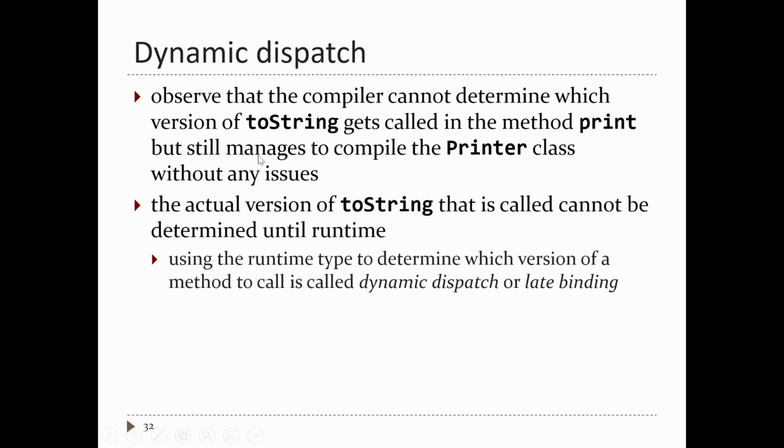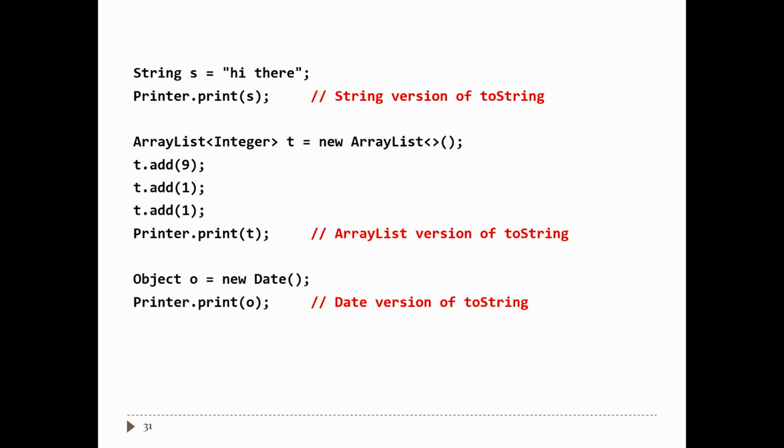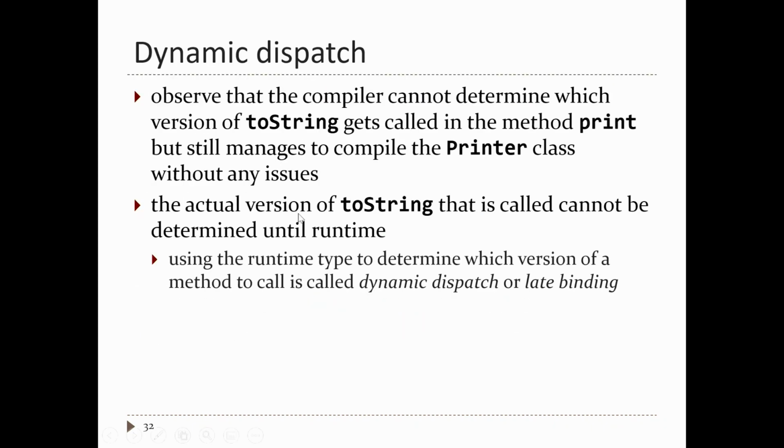Furthermore, if you try to compile this class here, it compiles without any issues. So type in those 3 lines of code, compile it, and the Java compiler will be perfectly happy with that code. The actual version of toString that gets called by that method can't be determined until runtime. It's not until you actually write a complete program and run it that something figures out which version of toString is called.